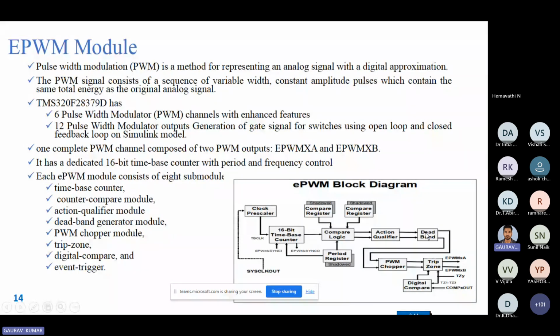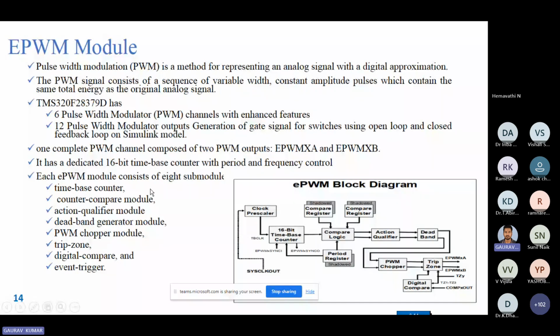Okay, then I have told you that in each PWM mode channel we have some deadband facility, so we can configure the deadband with the help of this block. And there is also a trip zone: if we have some fault in the converter circuit or inverter circuit, then the PWM output is suddenly stopped with the help of the trip zone.